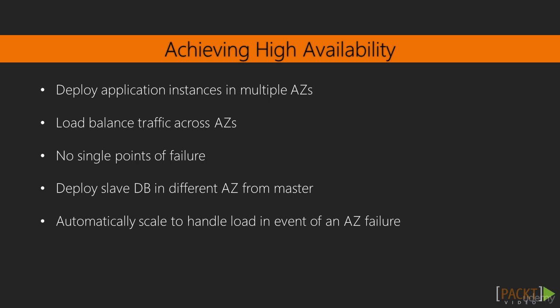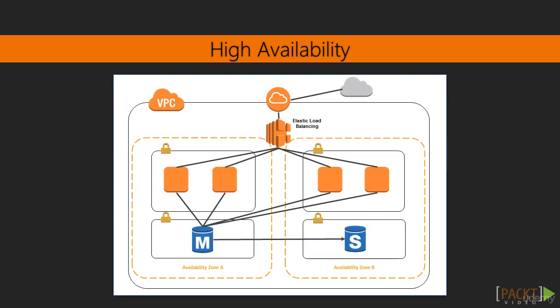Of course, we can only be truly highly available if we eliminate single points of failure, such as a relational database. Most relational databases allow you to configure a hot standby or slave that can take over if the master is unreachable. On AWS, we can make our database highly available by deploying the slave in a different availability zone from the master. Here is a highly available VPC architecture, where we have created subnets for our instances in 2 different AZs.